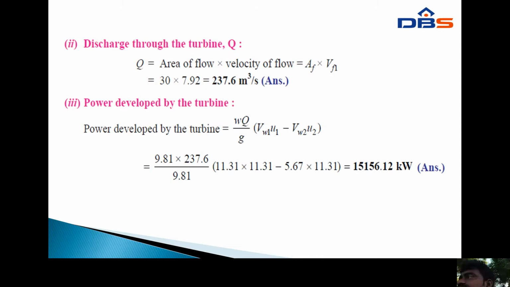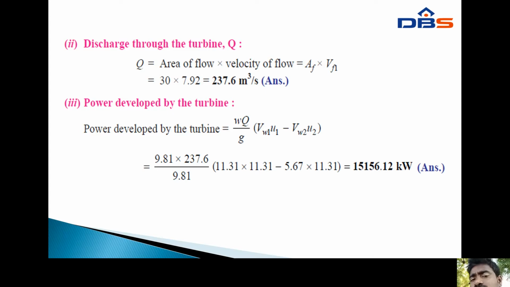Next, discharge through the turbine. Q equals area of flow into velocity of flow. Area of flow means AF, velocity of flow means VF1. Area of flow equals 30 and velocity of flow VF1 equals 7.92. That value is calculated to 37.6 meter per second. This is the discharge value.